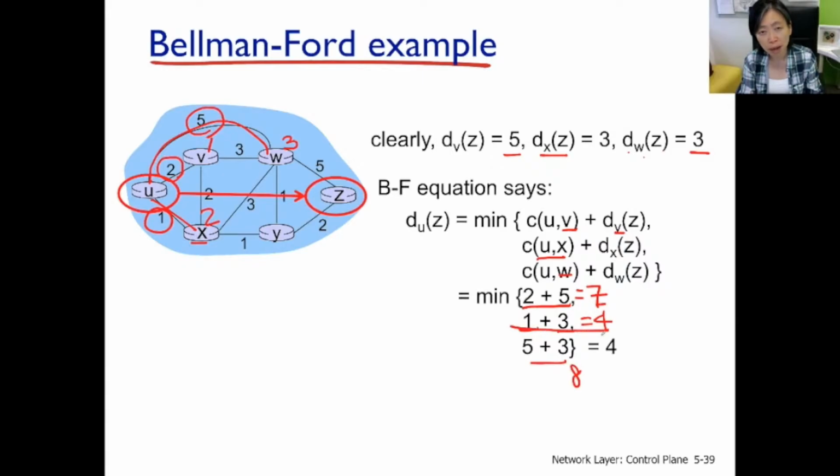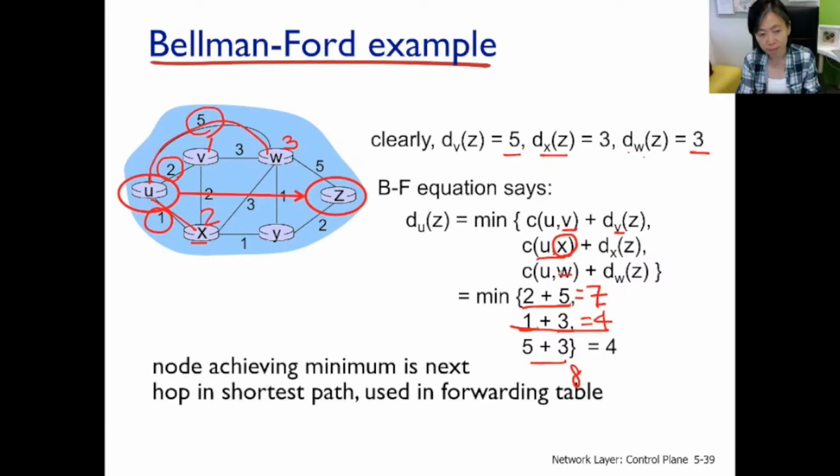This is the minimum cost from u to z. And you know what? x is the neighbor that gives you the minimum cost. Therefore, x is the next hop leading to the shortest path. So x, achieving the minimum, is the next hop in the shortest path. And the link pointing to x is the link interface to insert in the forwarding table for destination z.